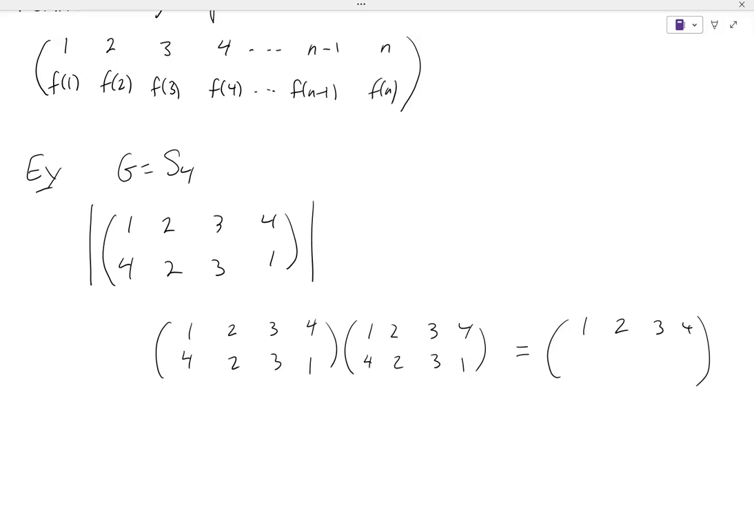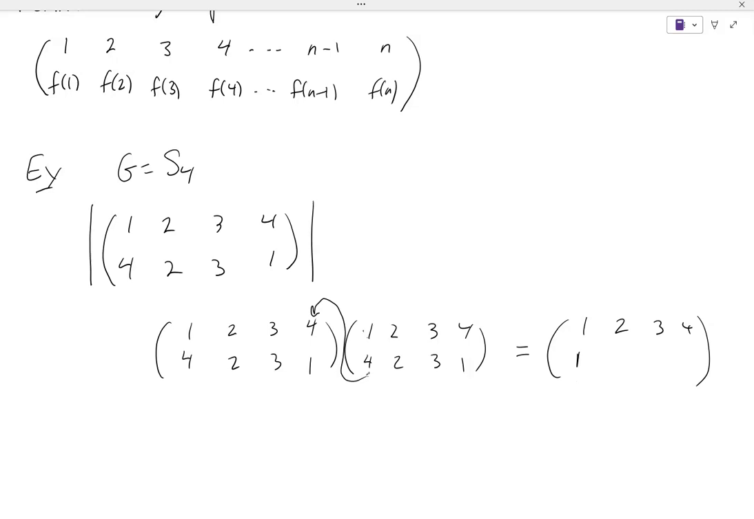Okay, so start with 1. This says that 1 goes to 4. Then I'm going to see where it maps to over here. The 4 is my new input for the second one. Where does 4 get mapped to? 1. So 1 is mapped to itself. Does that make sense?